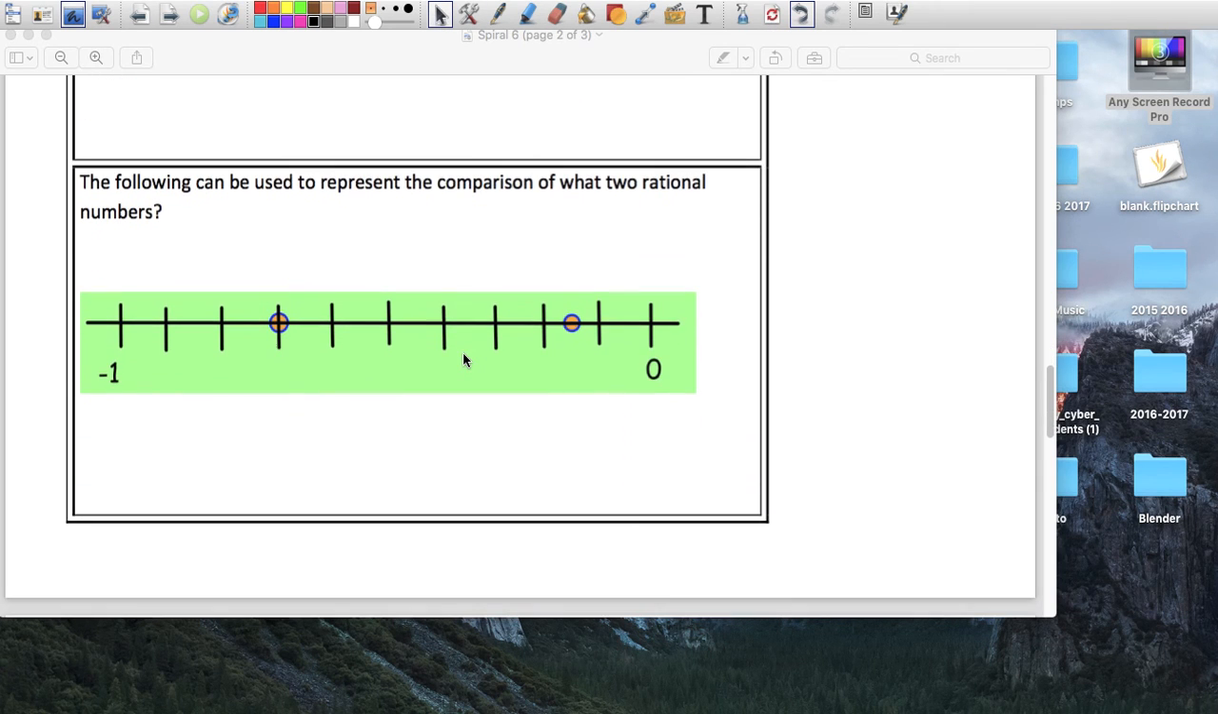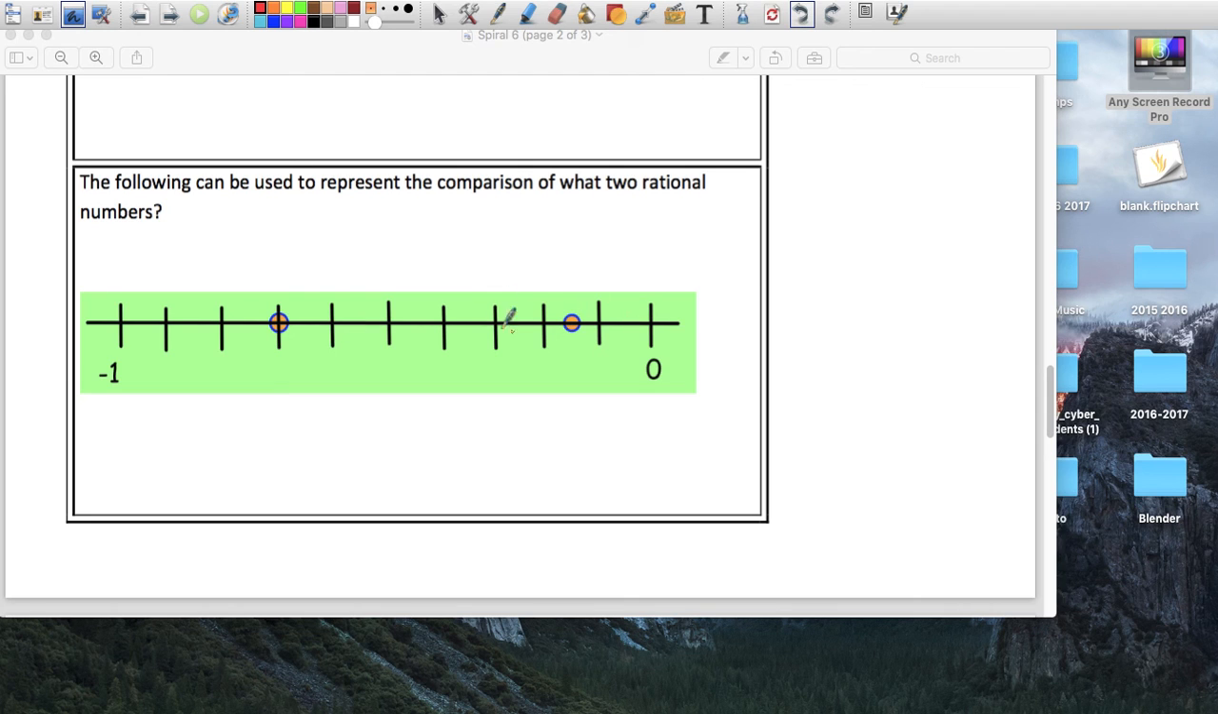The following can be used to represent the comparison of what two rational numbers. So here's a number line. There are 2 points, one here, one here. So whoever did this probably drew this number line to compare which number was bigger. We know now that when we're comparing two numbers, the number on the right is always bigger. So let's see what number they are first of all. So this is 0, that's negative 1.